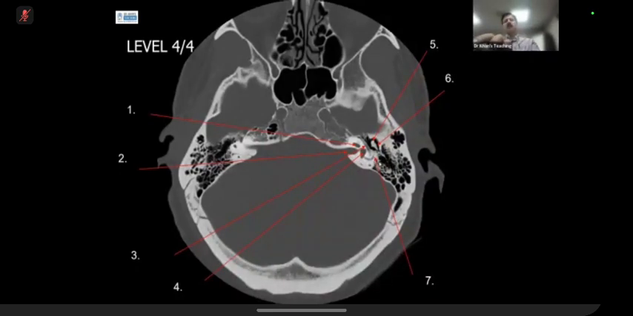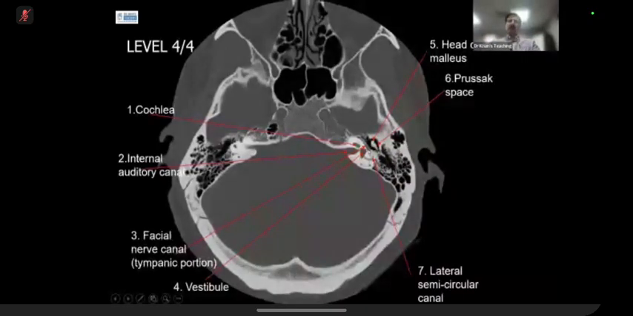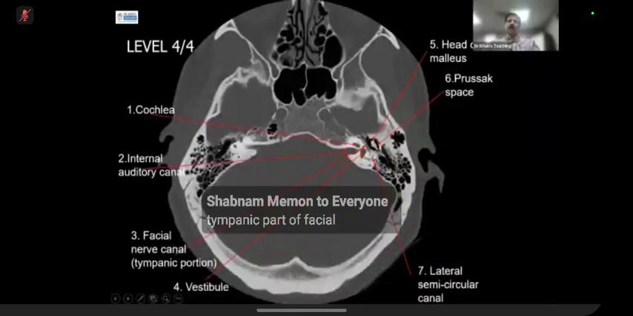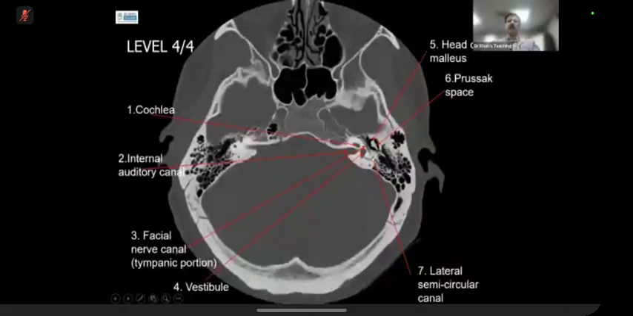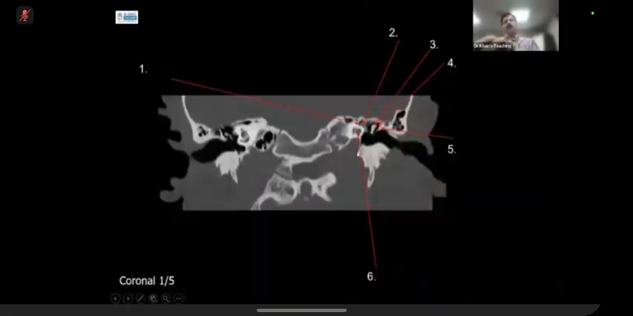Yeah, this is a bit harsh because there is a bit of partial voluming. So this is the tympanic portion and there is a partial voluming. This is the lateral semicircular canal. But I do accept that this is a bit harsh. Space out of the malleus and part of the cochlea. If you have mentioned the turn, it is fine. This is the internal ear. This is the vestibule. Right.